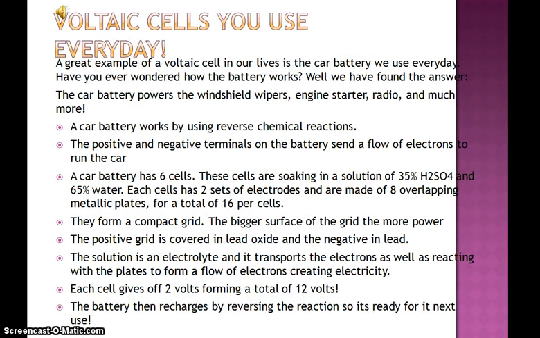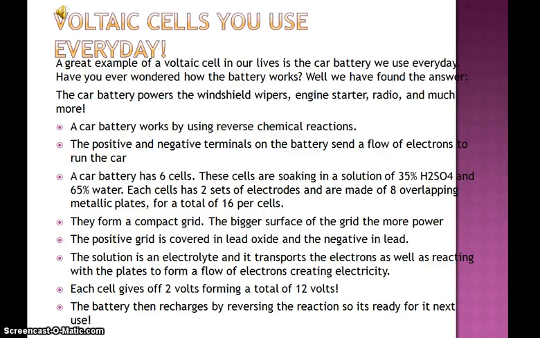A great example of voltaic cells we use in our lives every day is the car battery. Have you ever wondered how the battery works? Well, we have found the answer. The car battery helps power the windshield wipers, engine starter, radio, and much more in a car. A car battery works by using reverse chemical reactions. The positive and negative terminals on the battery send a flow of electrons that helps run the car.